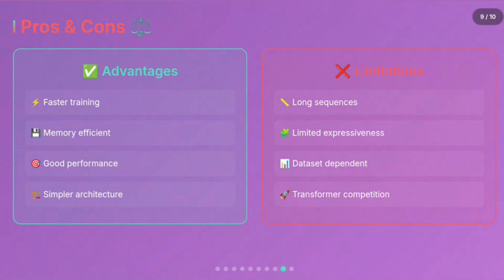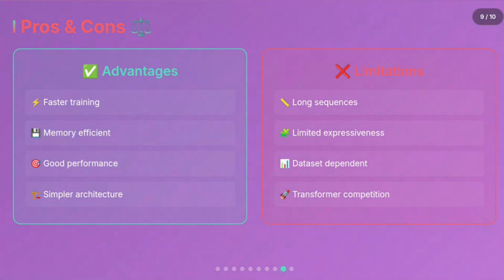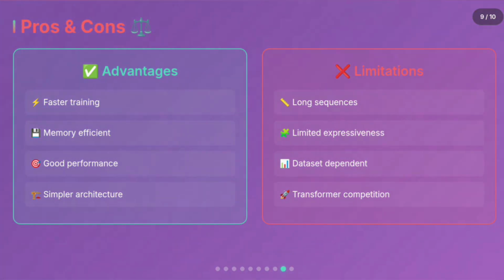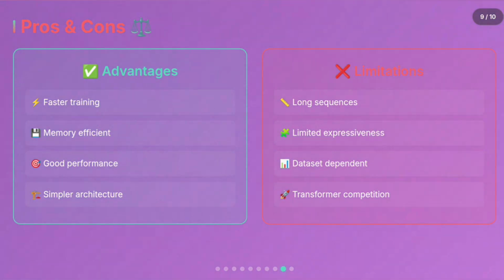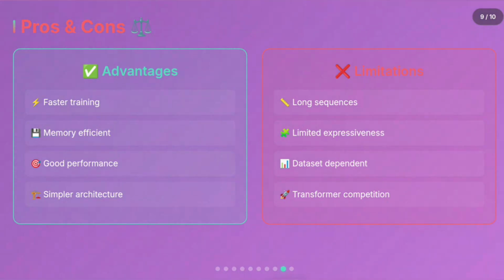Limitations. Not always the best. For very long sequences, LSTMs might still have an edge. Limited expressiveness. The simplified architecture might miss some complex patterns. Data dependent. Performance varies significantly based on your specific data. Modern competition. Transformers have largely replaced RNNs for many NLP tasks.